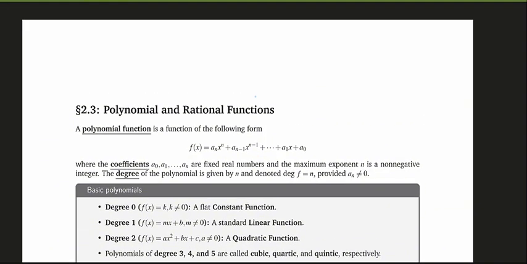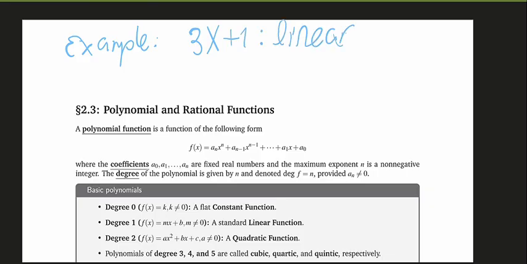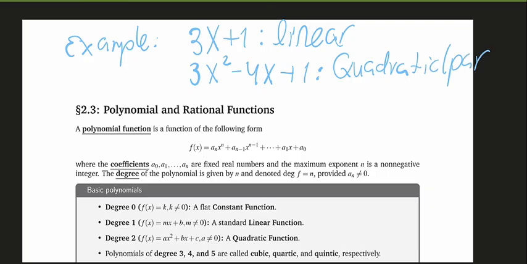Let me give you a couple of examples. You've already seen this: 3x plus 1. That's linear. That's also a polynomial. 3x squared minus 4x plus 1. That's a parabola or a quadratic. I can also take higher powers: x to the third minus 2x to the second plus 11x plus 10. That's another polynomial.